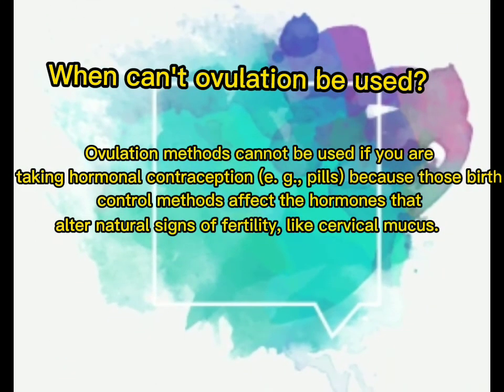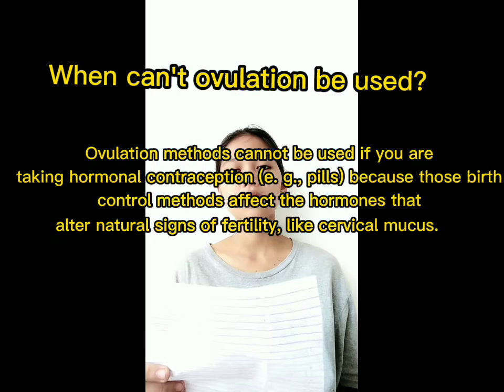Now, when can ovulation method be used? Ovulation method cannot be used with hormonal contraception like pills because these birth control methods affects the hormones that alter natural signs of fertility like your cervical mucus. Ovulation method also have a certain advantages and disadvantages that one should know.